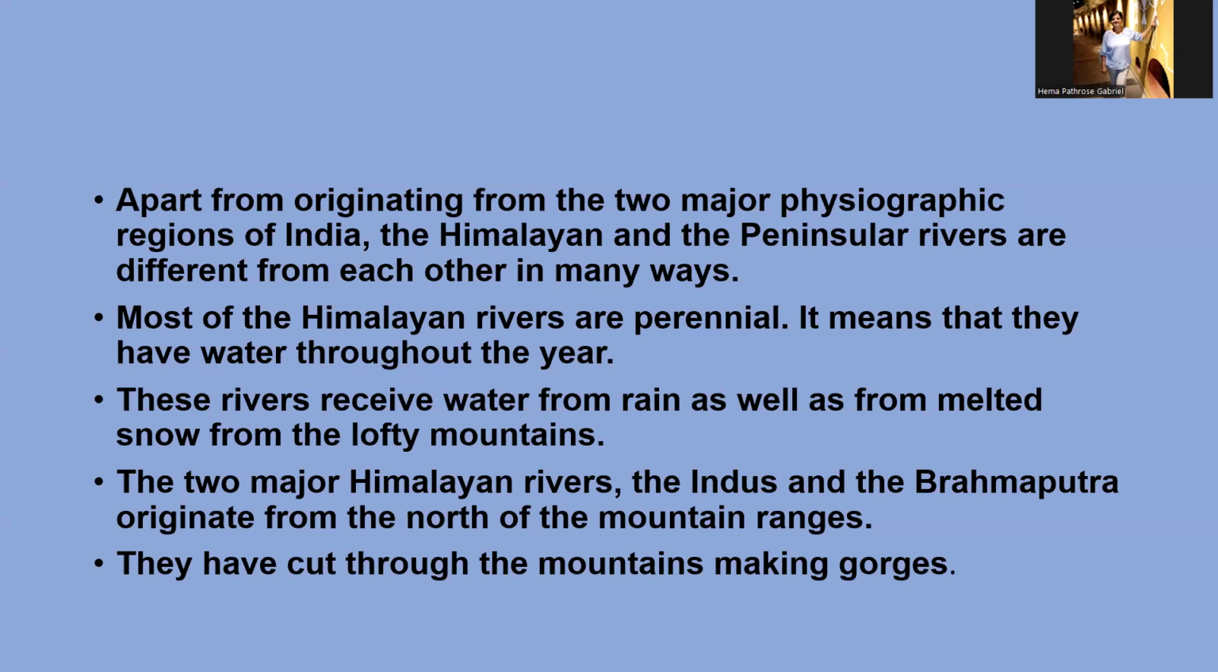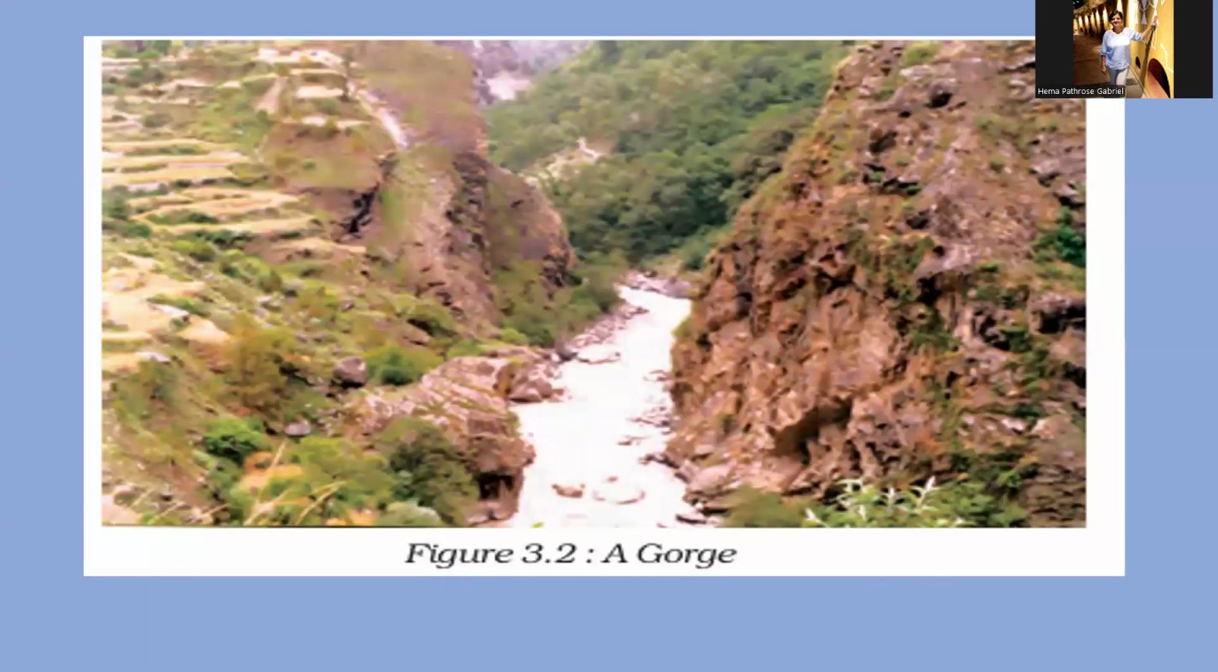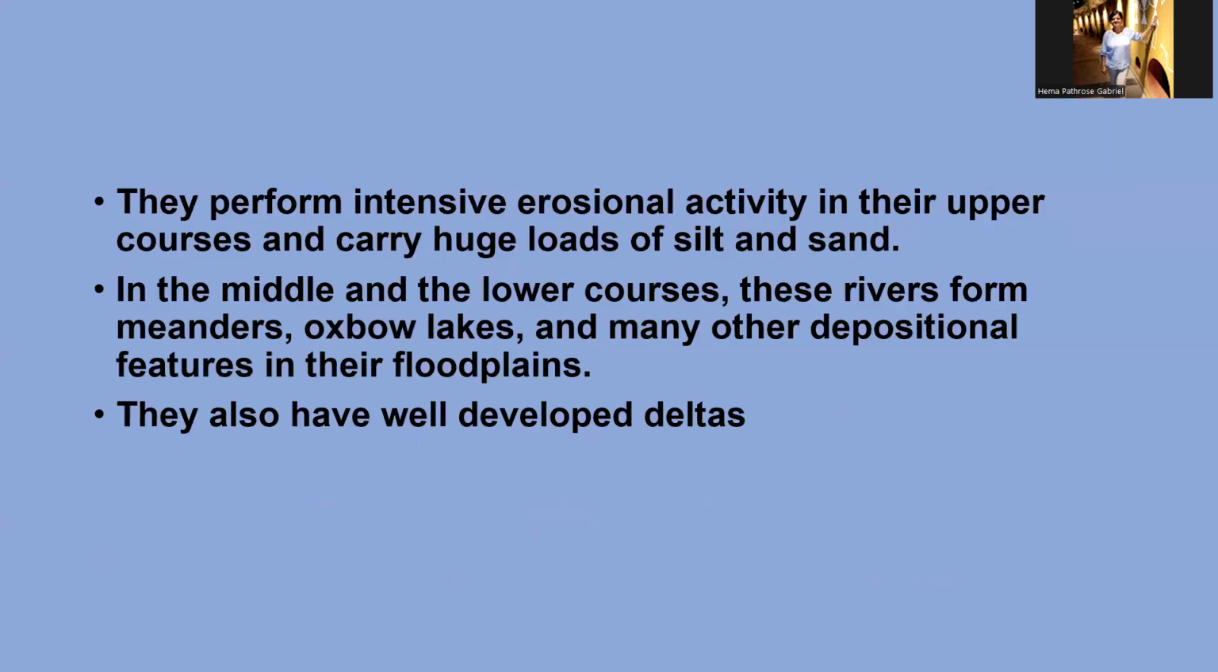And the major Himalayan rivers, Indus and Brahmaputra, originate from the north of Himalayas. They cut through the mountains, making gorges. In the case of peninsular rivers, gorges are less. This is a gorge, a deep valley with a river flowing through it. That particular feature is known as a gorge. They perform intensive erosional activity in their upper courses and carry huge loads of silt and sand.